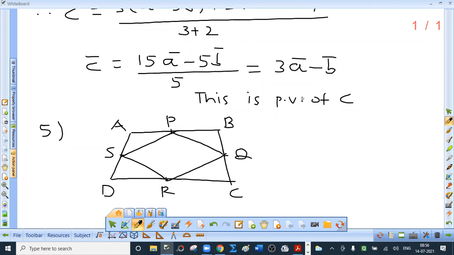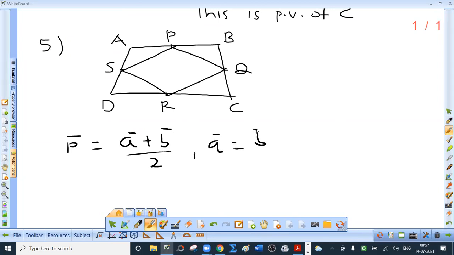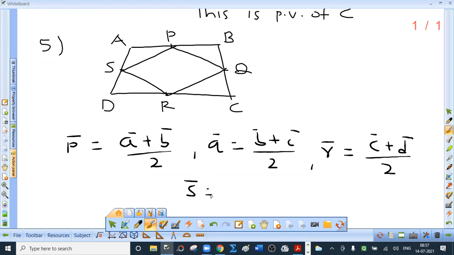Okay. Next line. By midpoint formula, now, see on the screen. What is P bar? A bar plus B bar upon 2. What is Q bar? It is B bar plus C bar upon 2. What is R bar? C bar plus D bar upon 2. And S bar is D bar plus A bar upon 2.